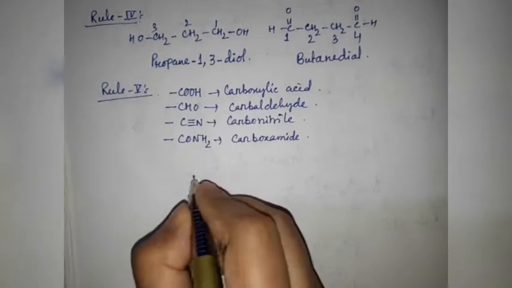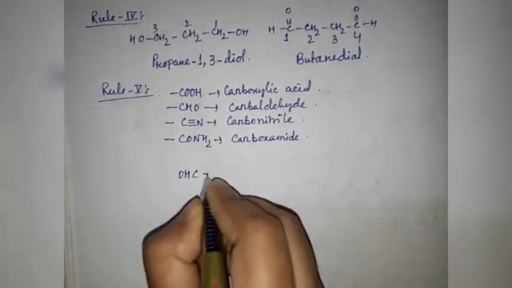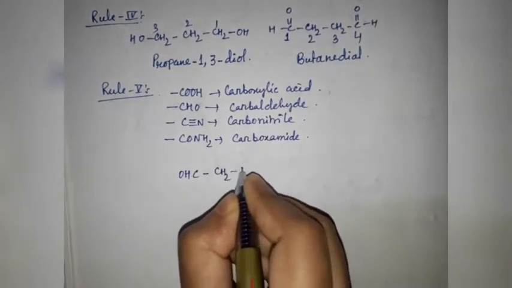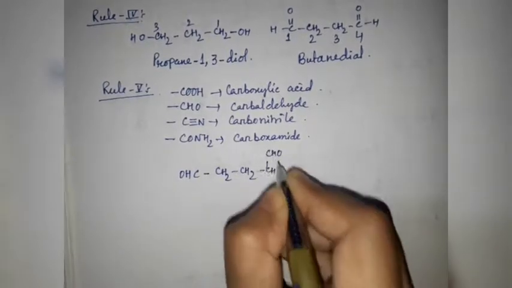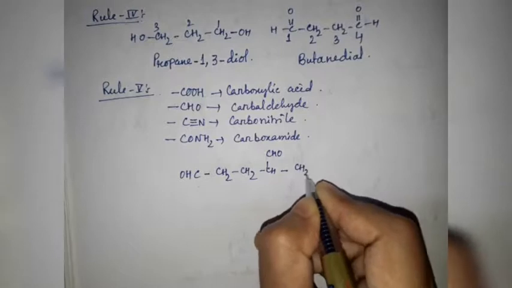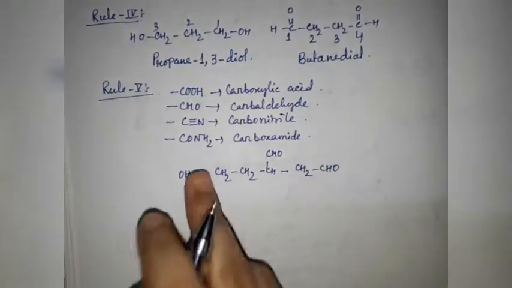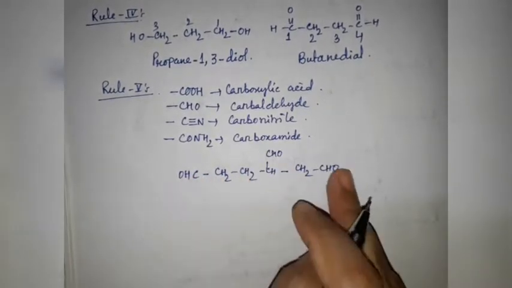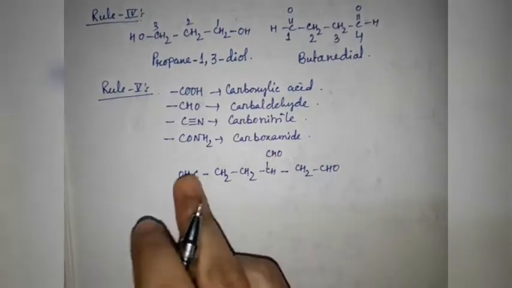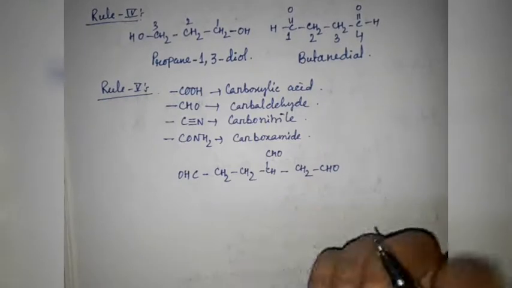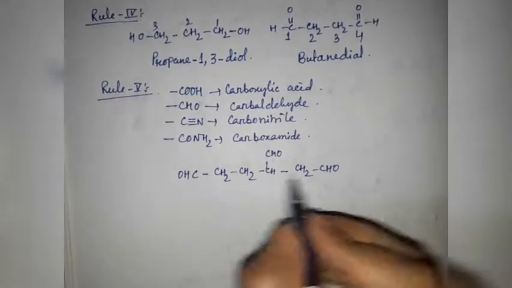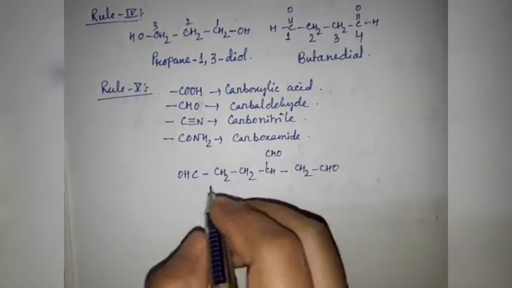For example, suppose CH2, CH2, CH, CHO, CH2, CHO. That means more than 2 CHO groups are there, that means 3 CHO groups are there. So we have to follow rule 5, and they are not considered as the part of the parent chain.